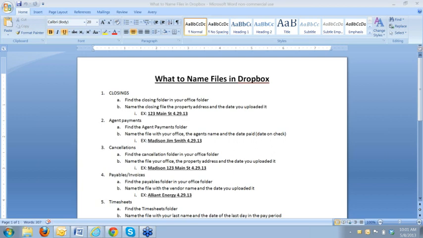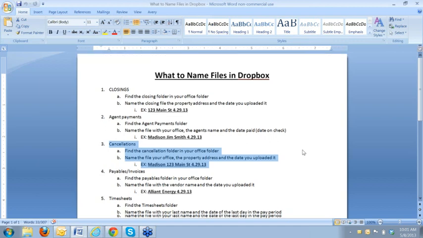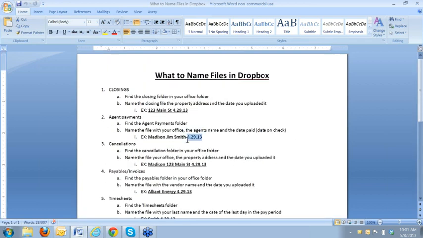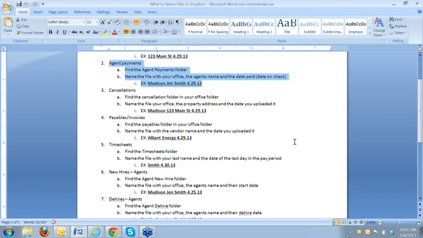As you can see here, cancellations. We'd like you to name it with your office first and then the name of the street, as well as deposits and agent payments. I did put new hires and de-hires to put your office first. Basically anything that's a shared folder between all the offices, we want your office listed first as a file name.